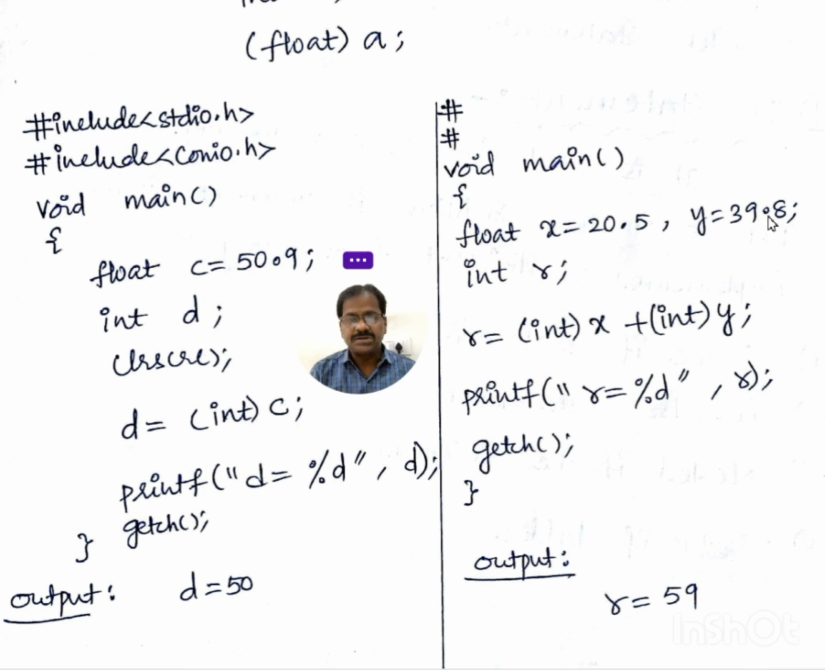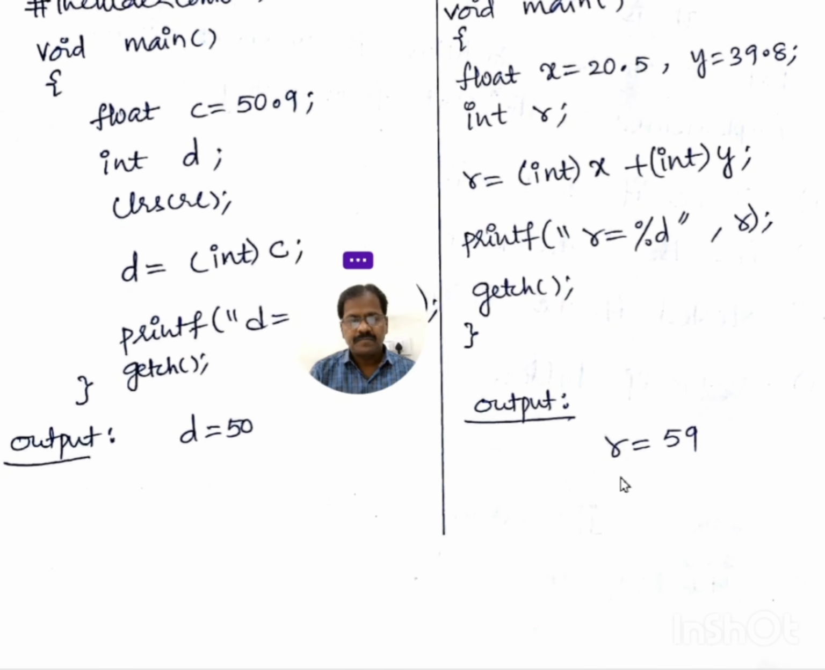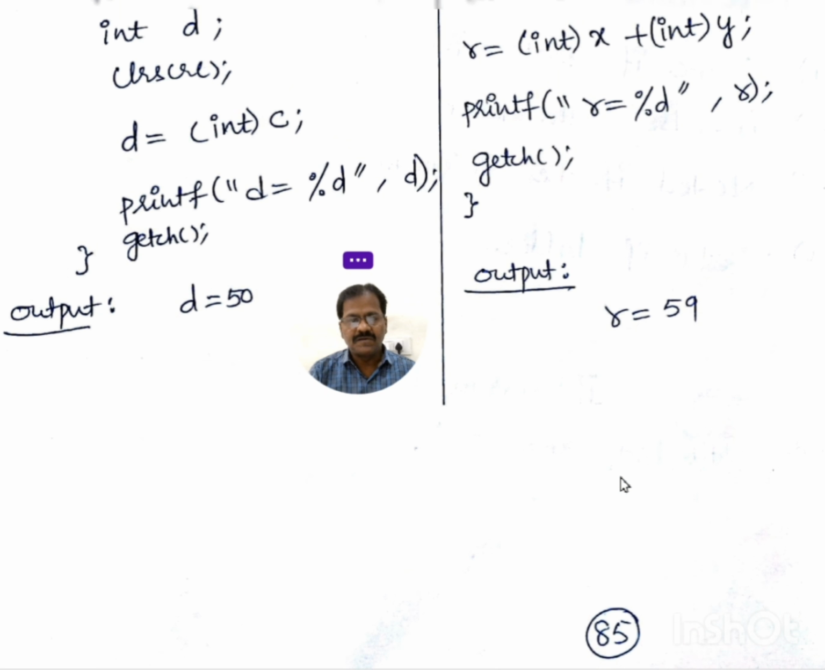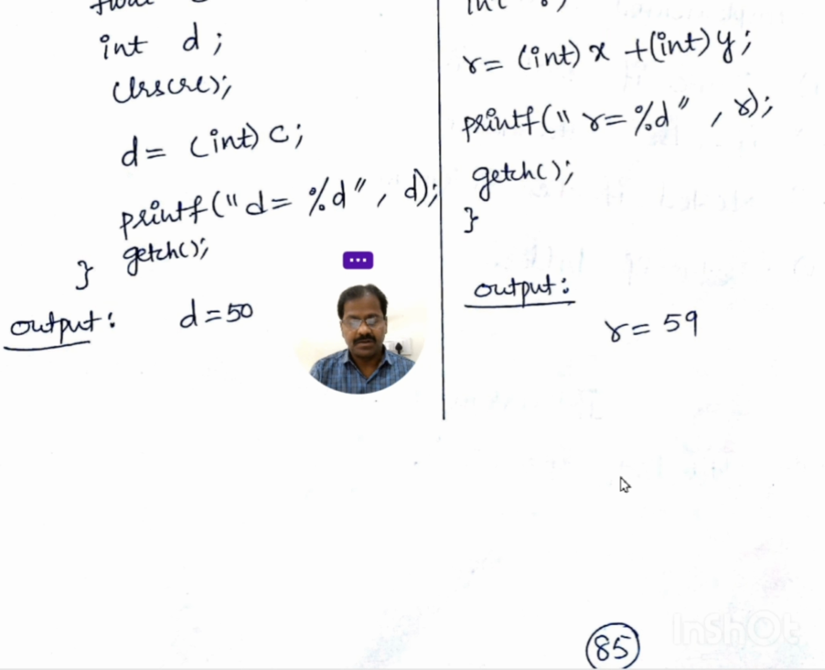You see here one more example. x is 20.5, y is 39.8. int r, int of x, so 20.5 will be converted into 20. Int of y. y is a float, but it will be converted into integer, 39. 20 plus 39, the answer is 59. r is 59. This is a conversion from one data type to another data type.